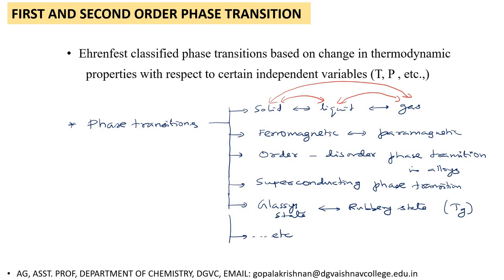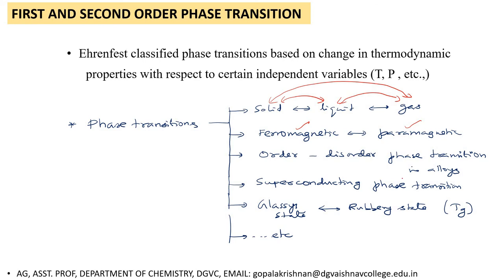Apart from this, we also have ferromagnetic to paramagnetic phase transition. Okay, you know very well some materials change from ferromagnetic character to paramagnetic character at a particular temperature, right? So we call this a phase transition, right? Ferromagnetic to paramagnetic phase transition. Then order disorder phase transition in alloys, right? This is also a phase transition.